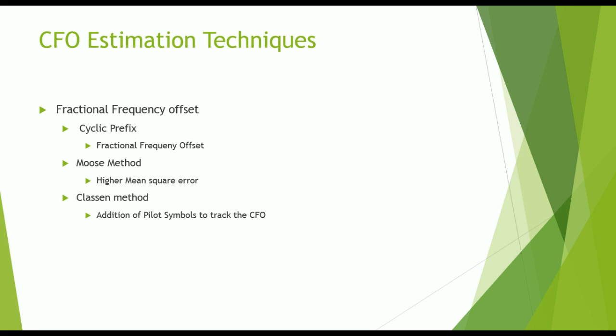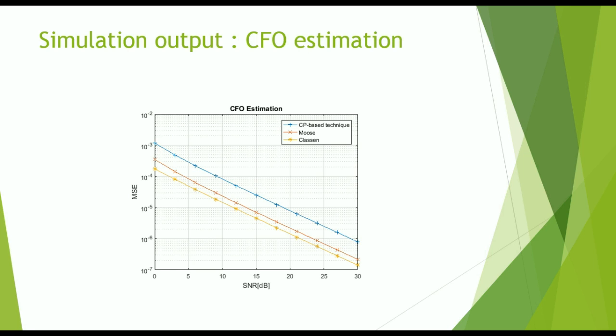The Klassen method uses the concept of training symbols, and it adds additional symbols to track the CFO. Here on the slide, we see the simulation output comparison for the three CFO estimation techniques that were discussed in the previous slide.